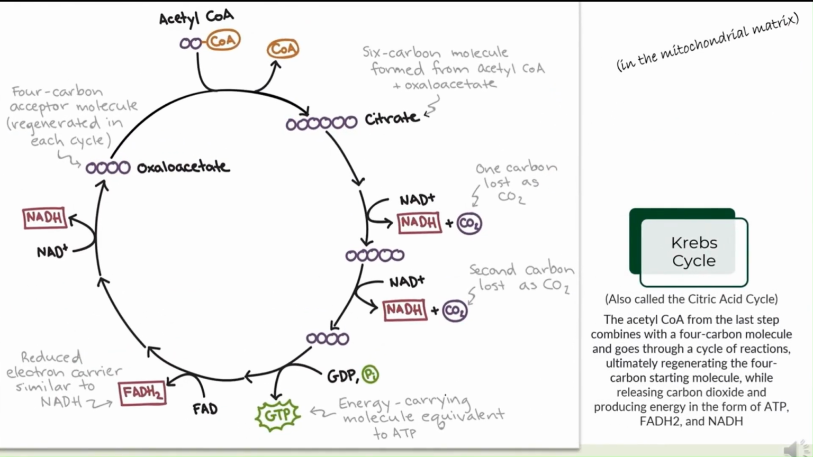In stage 3, the Krebs cycle, also known as the citric acid cycle, the acetyl-CoA made from pyruvate oxidation combines with a 4-carbon molecule that goes through a cycle of reactions, ultimately regenerating the 4-carbon starting molecule, hence the name cycle. From this process, ATP, NADH, and FADH2 are produced, and carbon dioxide is released.